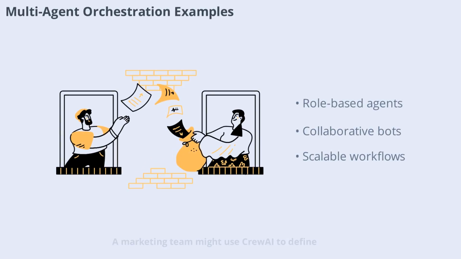A marketing team might use CrewAI to define a content writer agent and an editor agent, working in sequence to produce blog posts. Meanwhile, a research team could use AutoGen to let coding bots chat and collaborate, discovering and fixing bugs together. These frameworks make multi-agent collaboration practical and scalable.